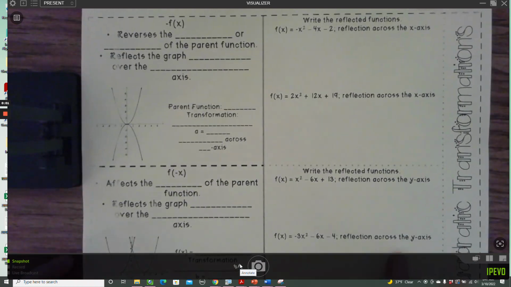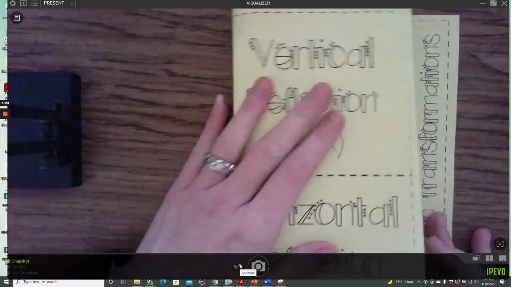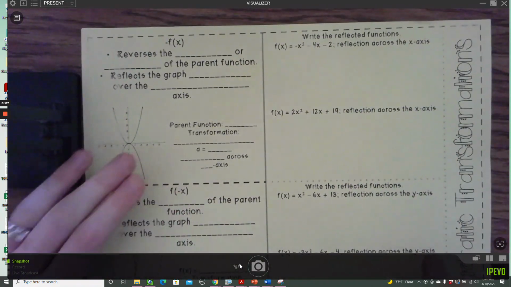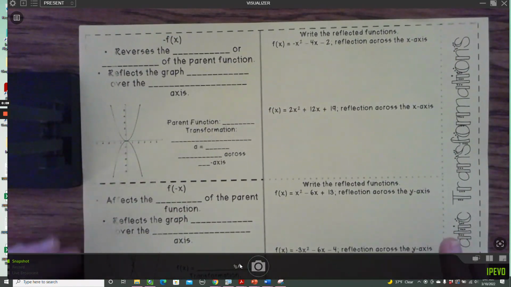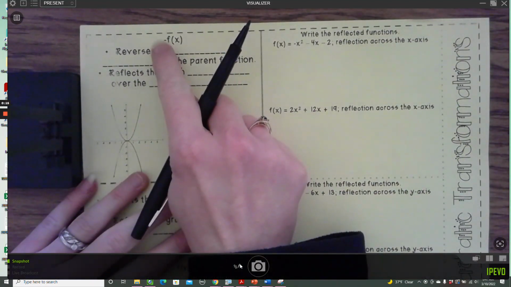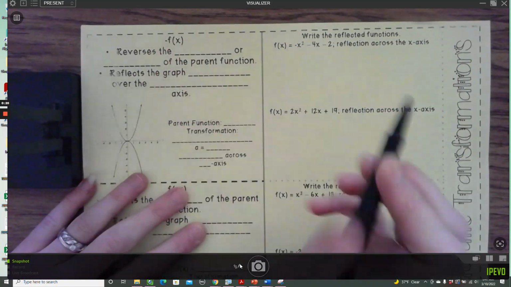This video is for the quadratic transformations. We're looking at reflections today. So what we're going to do first is we're going to reflect vertically. So we're going to reflect across the x-axis. And the rule for that is you're changing the sign of the entire function. You're multiplying a -1 by the entire function.